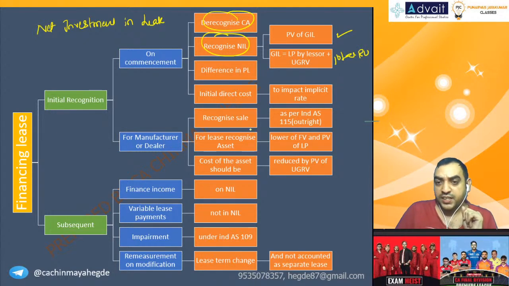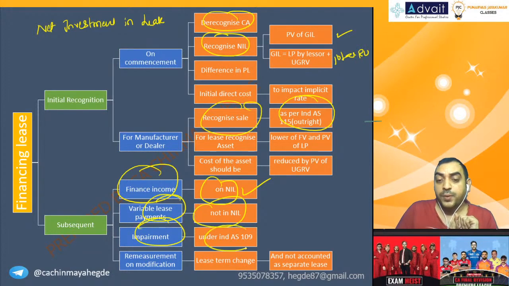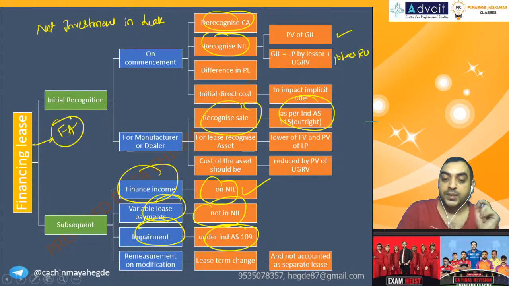For a manufacturer or dealer, you recognize as per Ind AS 115. And financial income, like on an amortized cost basis, that you recognize as financial income. Variable lease payments, directly take to the P&L account. Impairment, you apply under Ind AS 109. So for financial lease, you will apply Ind AS 109. It is classified like a financial asset. Same concepts will apply.